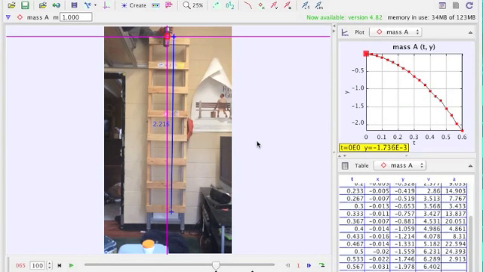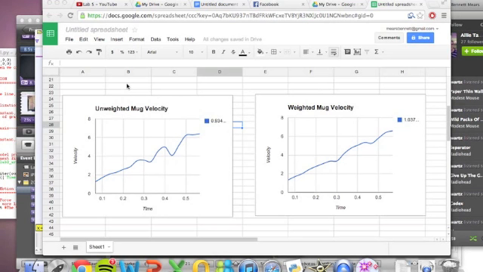Both were analyzed in Tracker, as seen here, with the origin about the center of the mug and the length of the latter used as the calibration stick. Here we can see the velocity data of the two videos.